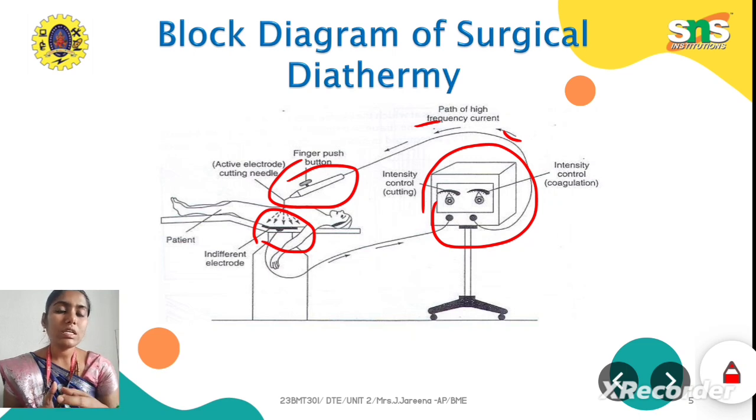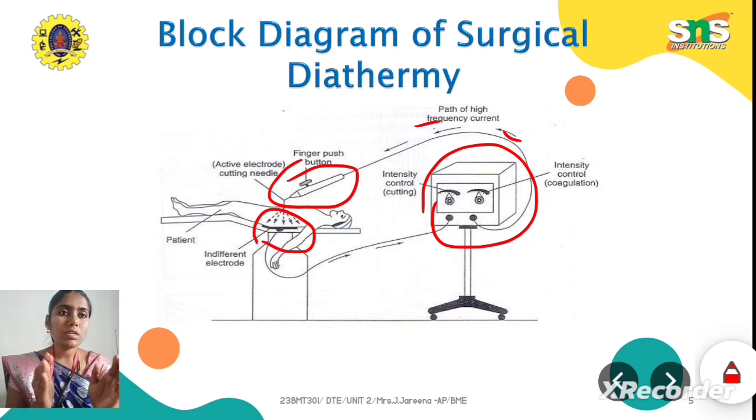That is the reason we have to create a least resistance path for the current to be collected and sent back to the machine. That is the reason we place the second electrode, that is the reference electrode, otherwise called the patient return electrode. You have to place it on the backside of your patient, so that whatever current is distributed through the active electrode, after doing the process of cutting or coagulation, is collected and returned back to the machine.